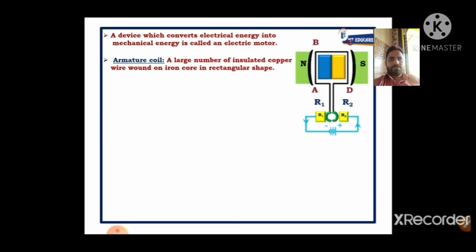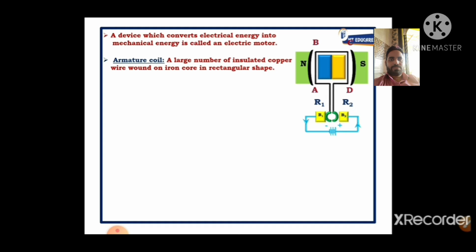A device which converts electric energy into mechanical energy is called an electric motor. Very important definition. What is an electric motor? A device which converts electrical energy into mechanical energy. Any device that converts electrical energy into mechanical energy is called an electric motor. Example, fan. There are lots of examples.